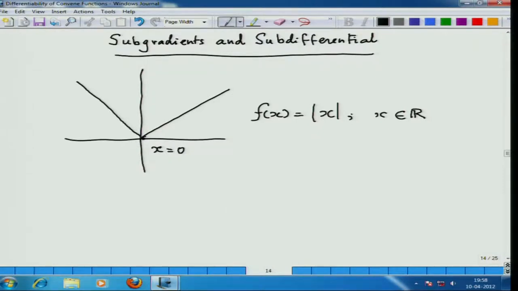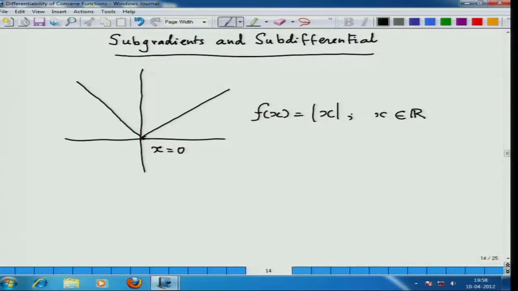it does not possess a derivative at x equal to 0, because the derivative when you approach from this side is minus 1, when you approach from the other side is plus 1. So, left and right derivatives are different, left derivative being minus 1 and right derivative being plus 1. So, the derivative does not exist.